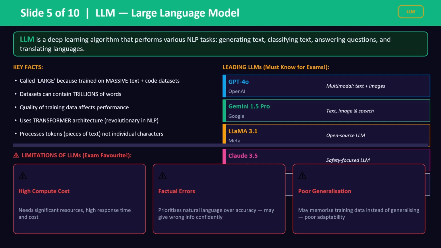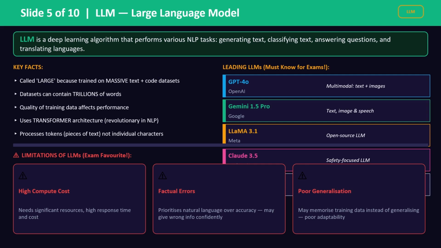Here are the leading LLMs you must mention in your exams. OpenAI's GPT-4o, multimodal, handles text and images. Google's Gemini 1.5 Pro integrates text, image, and speech. Meta's LLaMA 3.1, open source, meaning anyone can use the code.